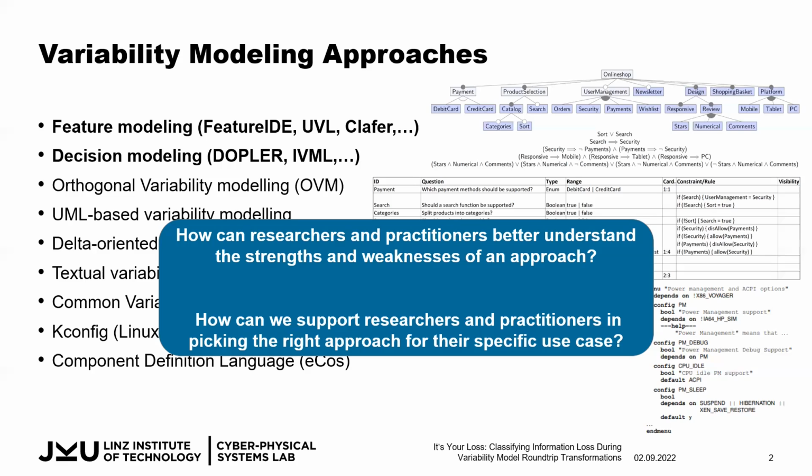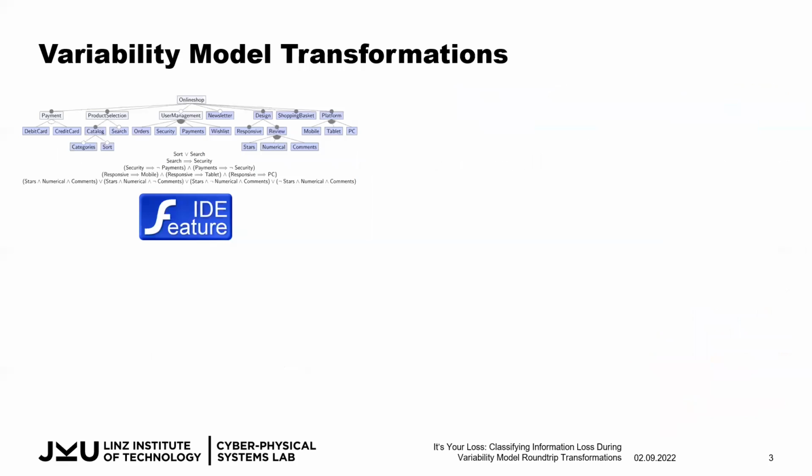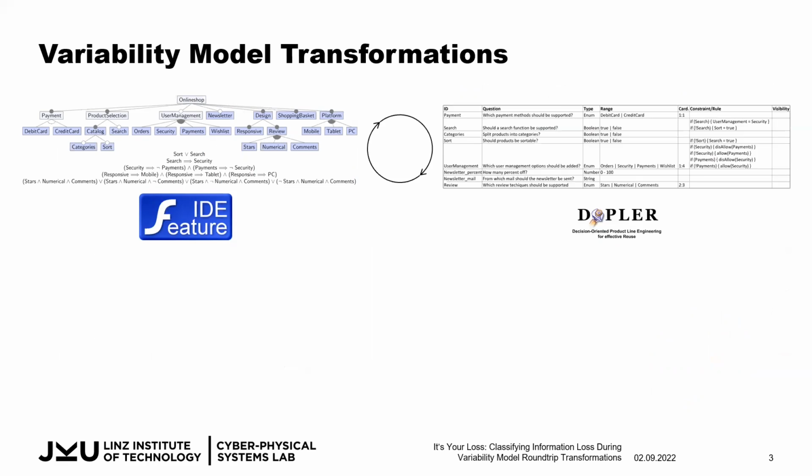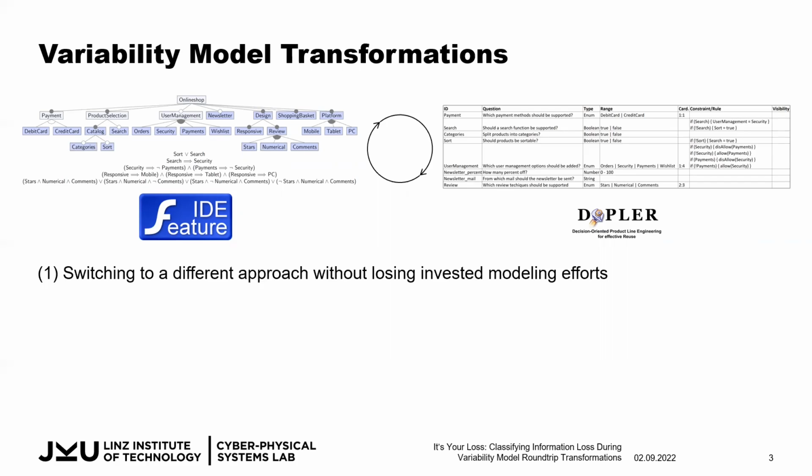And in the last couple of years, there's one specific approach always discussed: variability model transformations. So the idea is that you start modeling with one specific variability modeling approach, like a FeatGD feature model here, and you can transform it to another approach, in this case a Doppler decision model, to try out a different approach. And the advantages here are that you can then switch between these different approaches without losing already invested modeling efforts.